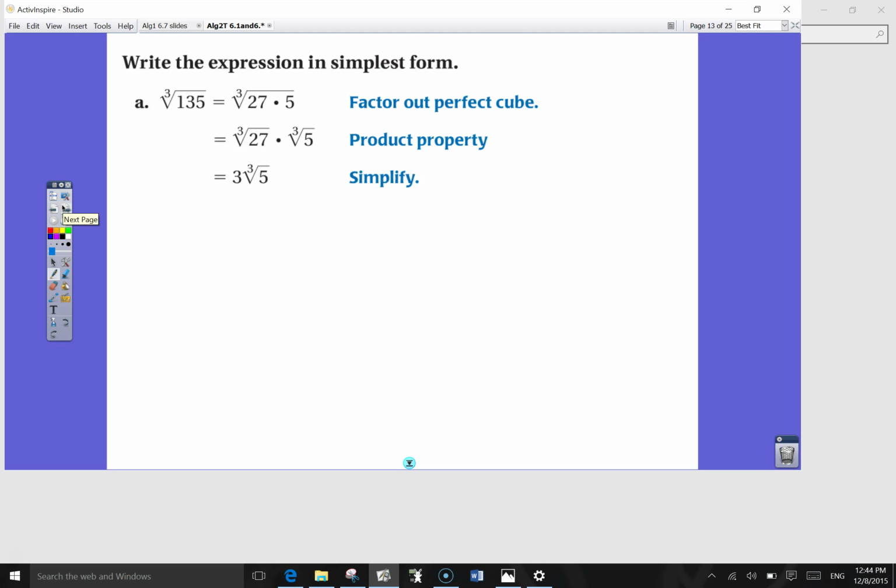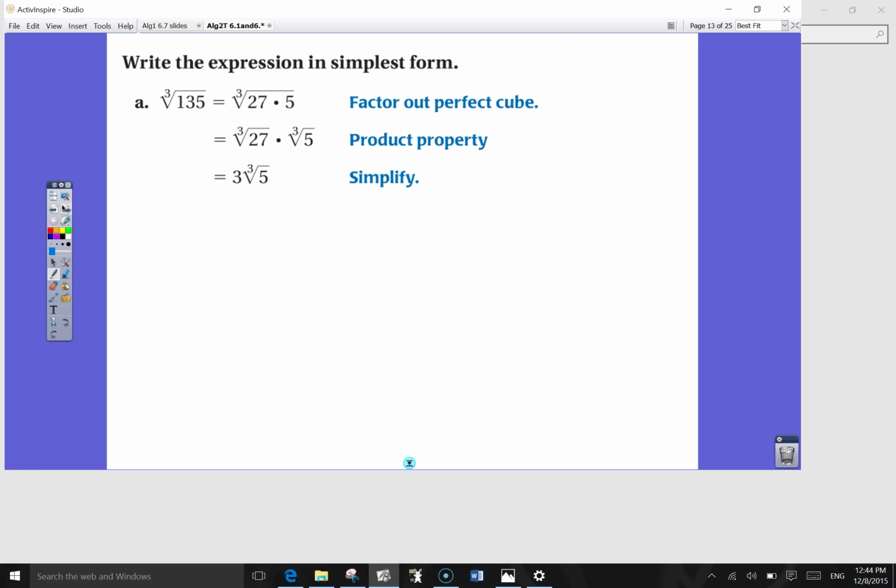Okay, now we're going to start getting into the problems where you really have to use product property, which is when you have the cubed root, or the nth root, of something which does not completely simplify. So you have to write it in the simplest form. Simplify what you can, and then what you can't, you can't.